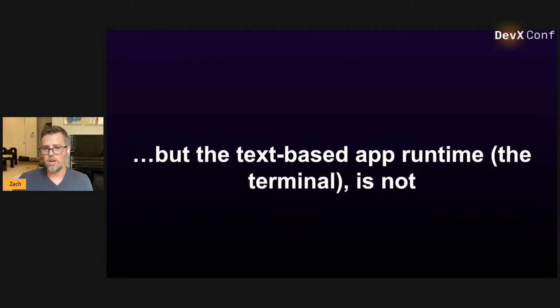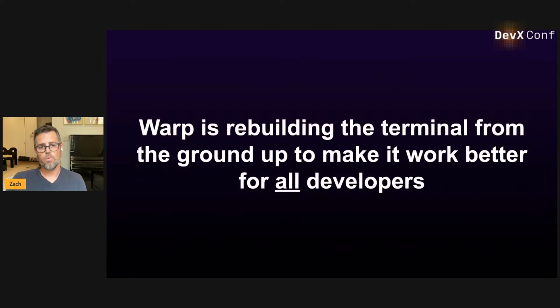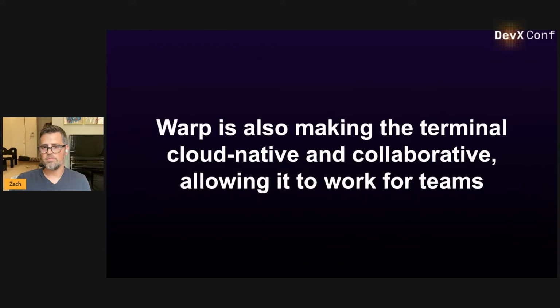But what I don't think is great right now traditionally is the text-based app runtime, which is another way of thinking of the terminal. So, you can think of the terminal as an app or you can think of it as a platform. And if you think of it as a platform, I think it's a very lacking platform, but one that has a lot of potential. So what we're doing at Warp is we're trying to rebuild the terminal and basically the text-based app platform from the ground up to make it work better for all developers. And we're also trying to make it work for teams. So we're trying to make it cloud native and collaborative.